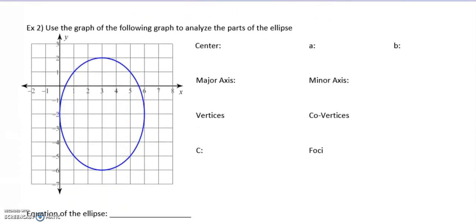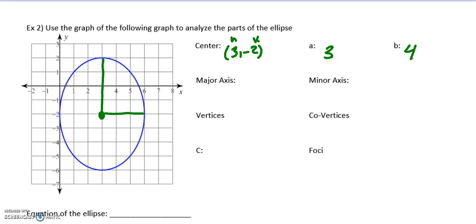When we get down to example 2, notice how the ellipse is now oriented the other direction. That's not going to change anything except what I call my minor and my major axis. So if I find my center, it's going to be right there at 3, comma, -2. So there's h and k. A is still the distance in the x direction. So that's still a, 1, 2, 3. And b still goes in the y direction. So that's going to be 4.